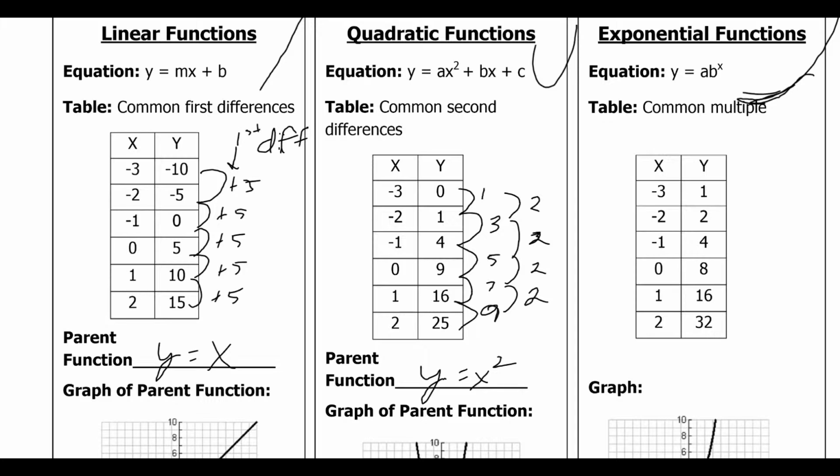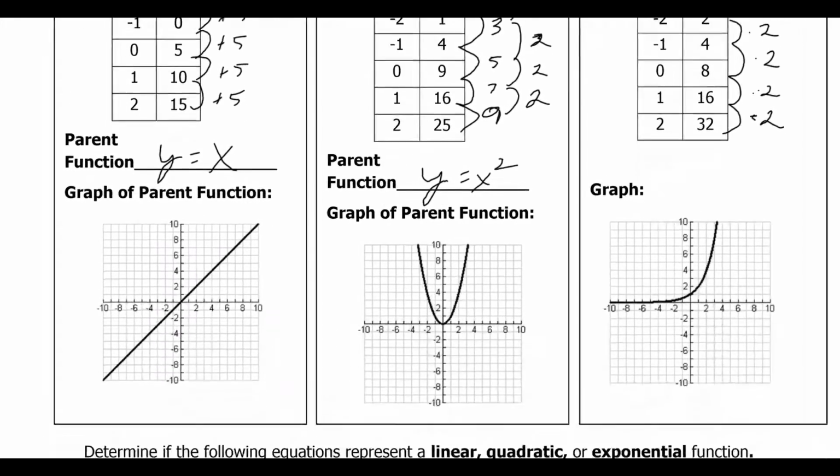Now, for exponentials, you're going to have a common multiple. So if the first difference test and the second difference test don't work, then you go through and look at the multiple tests. The jump from 1 to 2 via multiplication is going to be 2. The jump from 2 to 4 is by 2. Then 4 to 8, we multiply by 2. From 8 to 16, we multiply by 2. And from 16 to 32, again, we multiply by 2. Not too bad, okay?